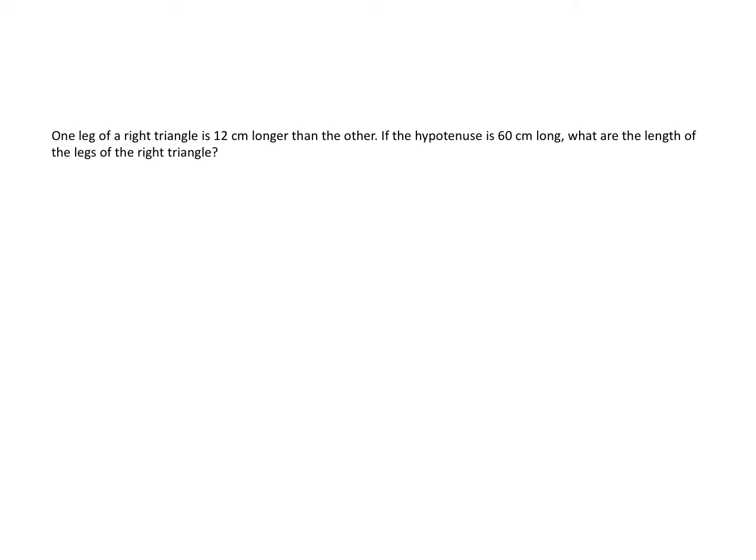So here we have a right triangle. Often the best thing to do is start by drawing a diagram. So we know one leg is 12 centimeters longer than the other. And then we know the hypotenuse is 60. The hypotenuse being the side opposite the right angle. And when we say legs, it's the sides that aren't the hypotenuse.